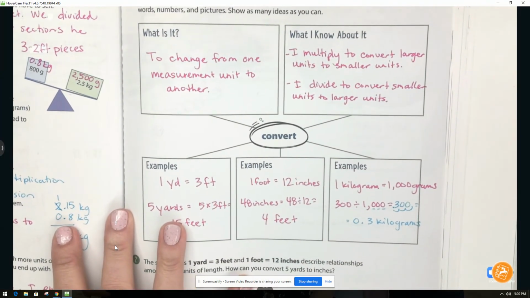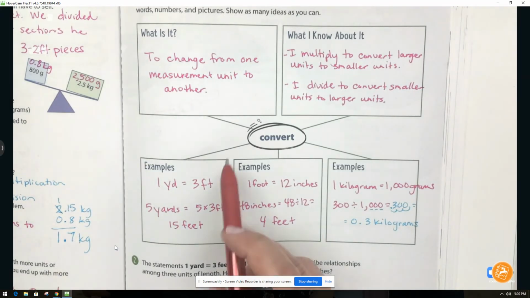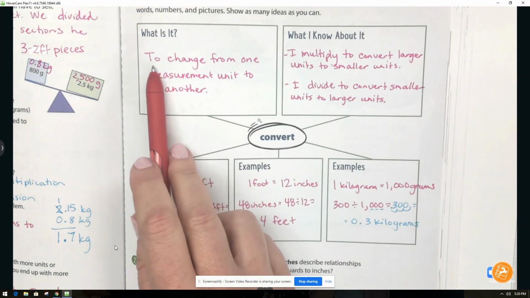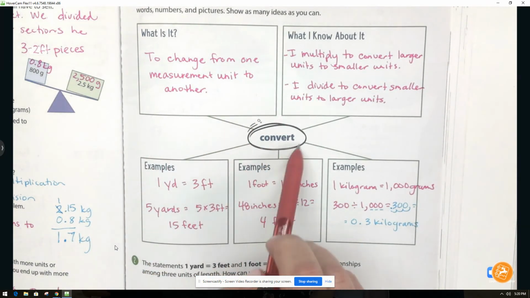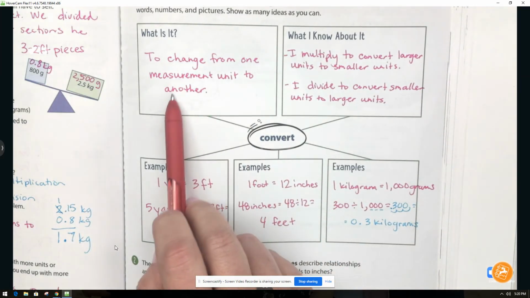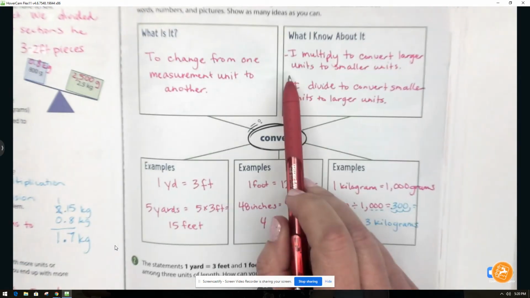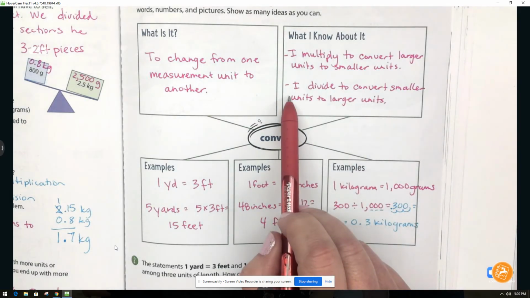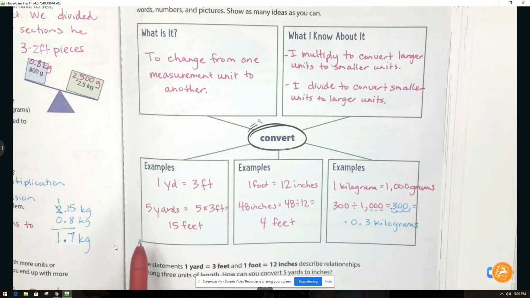So this graphic organizer is talking about the word convert. So what is converting, or what is convert? Convert is to change from one measurement unit to another. So when we convert a unit of measure, that means we're changing it from one unit to another unit. We know that we multiply to convert larger units to smaller units, and we divide to convert smaller units to larger units.